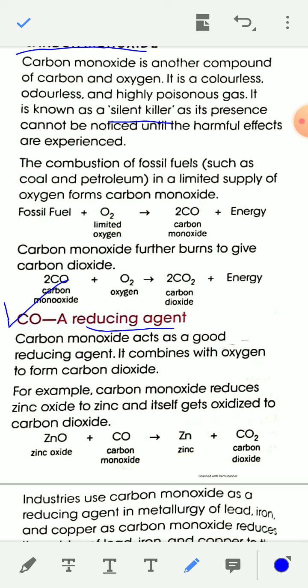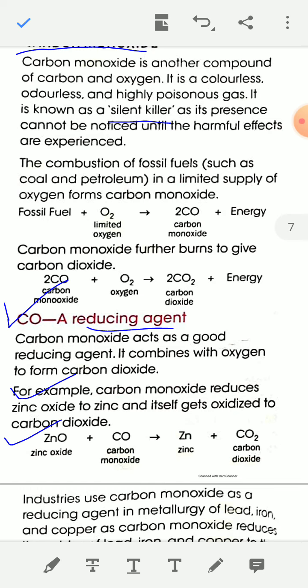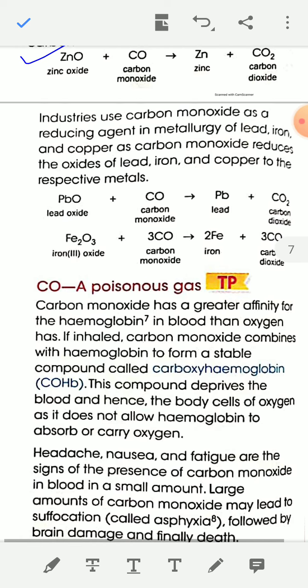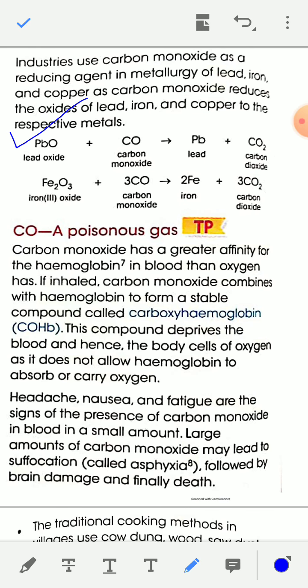For example, when carbon monoxide reacts with zinc oxide, it reduces zinc oxide to zinc, and itself gets oxidized to carbon dioxide. The reaction is ZnO plus CO gives Zn plus CO2. Similarly, carbon monoxide can reduce lead oxide and iron(III) oxide to the respective metal and carbon dioxide.